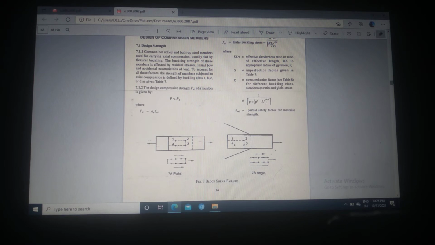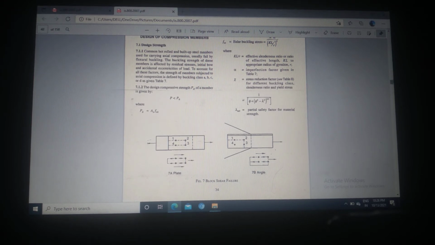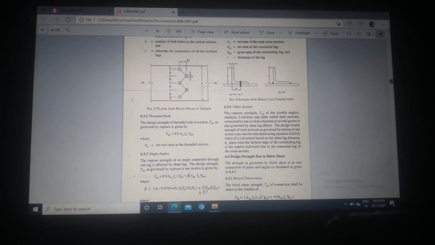That is the toe of the angle. Toe means the bottommost line, the bottommost end of the angle. It can be on the outstanding leg also, and it can be on the connected leg also. The angle has two toes. Toe means its bottommost ends. I think you understand.